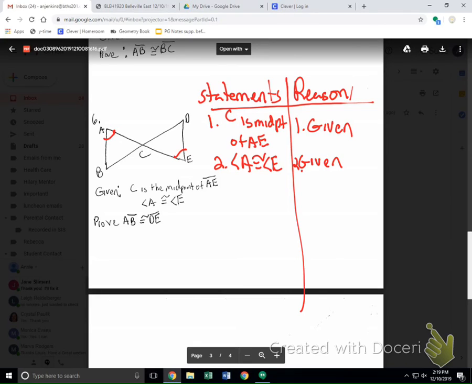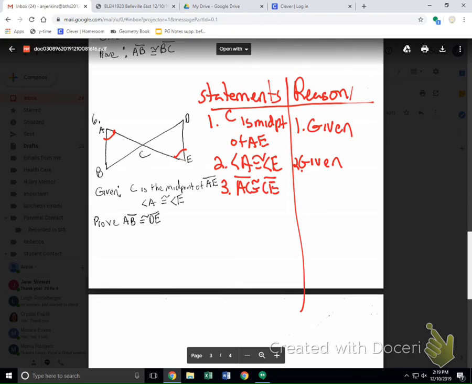This is only going to follow pretty shortly. What do we know about the midpoint? Half is congruent. Notice how this one says C is the midpoint of AE. It is not the midpoint of both, it is just the midpoint of AE. So we can break this down to AC being congruent to CE.